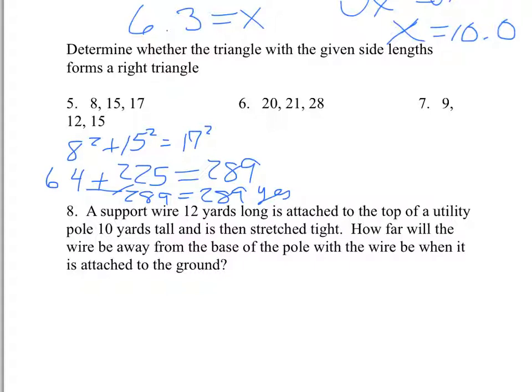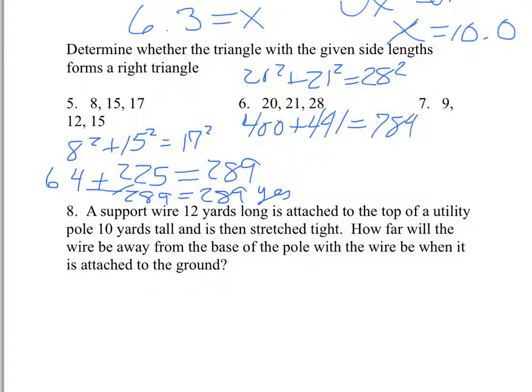Problem 6, same sort of thing. This is going to be 20 squared plus 21 squared equaling 28 squared. 21 squared is, I need to do 20 squared first. 20 squared is 400. 21 squared is 441. And 28 squared is 784. You can probably tell just by looking at these, but I'm going to get 841 on the left-hand side and 784 on the right. So no, these do not form a right triangle.